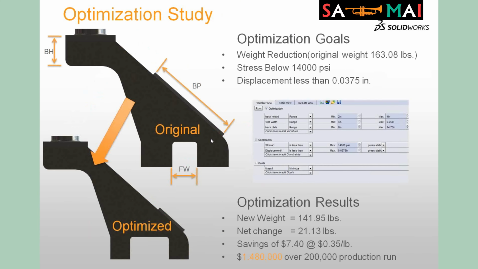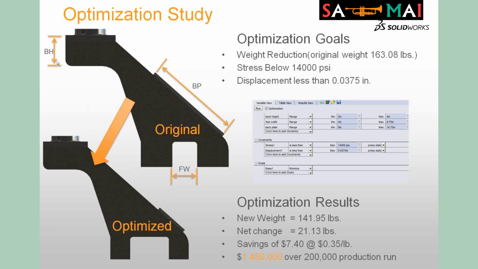So we want to run what is called an optimization study. So our optimization goals, one of them usually for almost any industry, is weight reduction. We want to reduce the weight of this component. It's less weight to ship to our end customer. It's less material, and in general, usually less machining. So weight reduction, the original weight of this is 163 pounds. We still need to make sure that our stress is below the 14,000 psi and that our displacement, again, stays under the 0.0375.